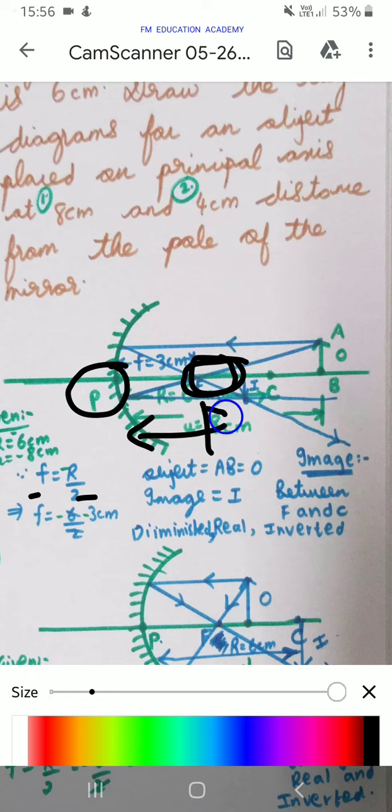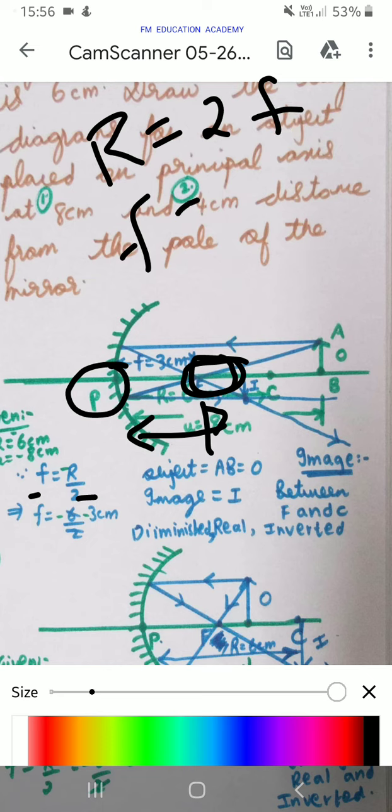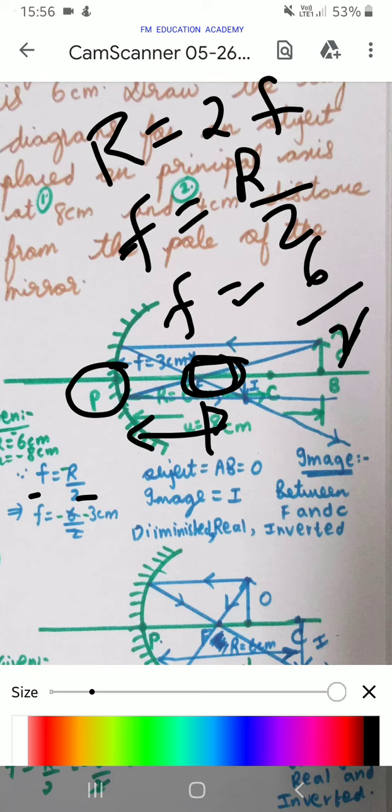So what is the relationship between focus and radius of curvature? We know r is equal to 2f. So what is f? f is equal to r by 2. What is r? We have 6. So f is equal to 6 by 2. 2 1s are 2, 2 3s are 6. We have f is equal to 3 centimeter.